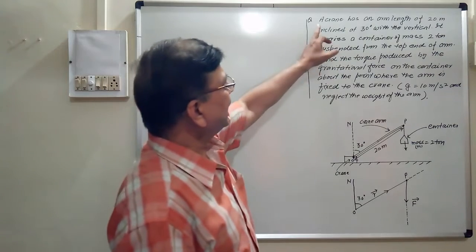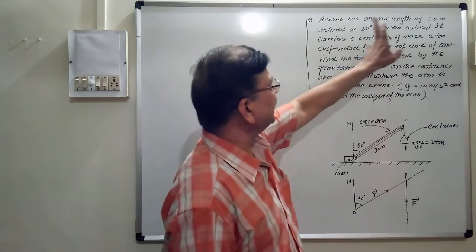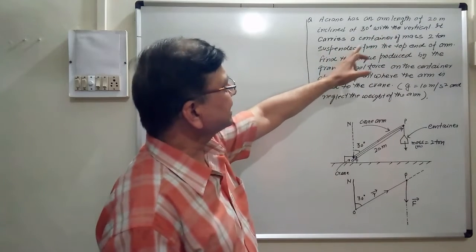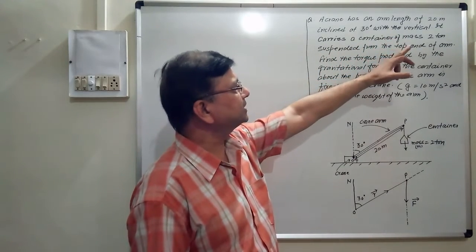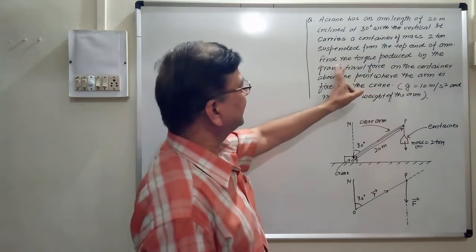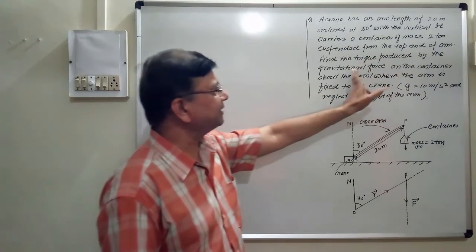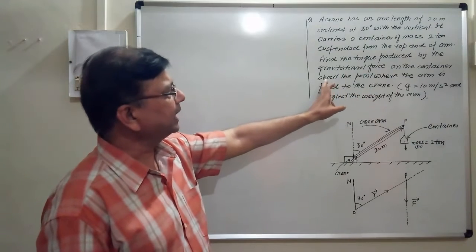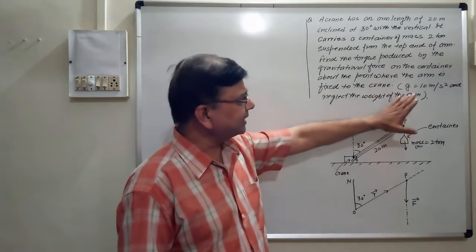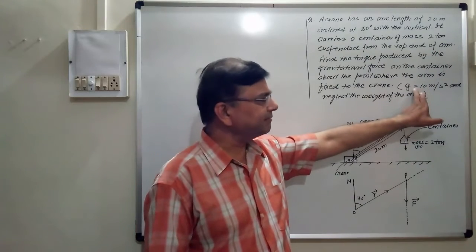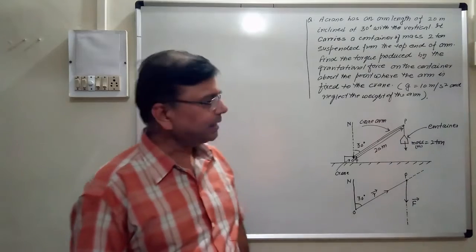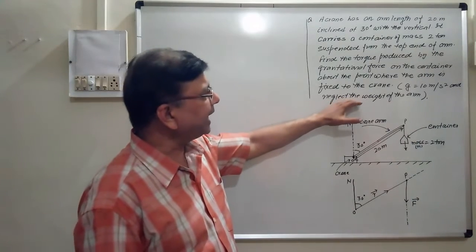Question क्या है? A crane has an arm length of 20 meters inclined at 30 degree with the vertical. It carries a container of mass 2 ton suspended from the top end of the arm. Find the torque produced by the gravitational force on the container about the point where arm is fixed to the crane. And certain quantities are given. g, that is gravitational acceleration, is given. That is 10 meter per second square. And neglect the weight of the arm.